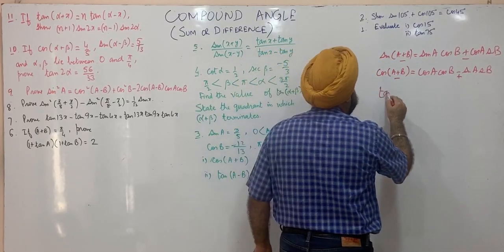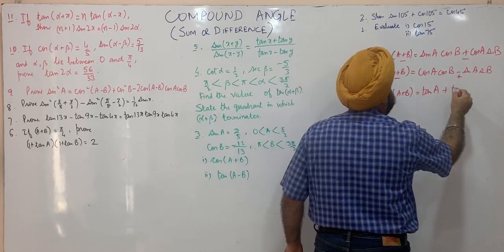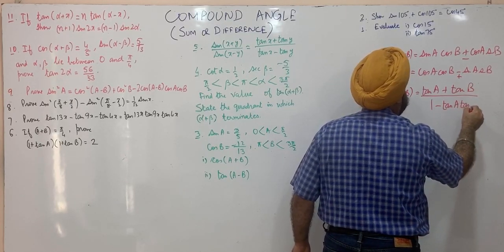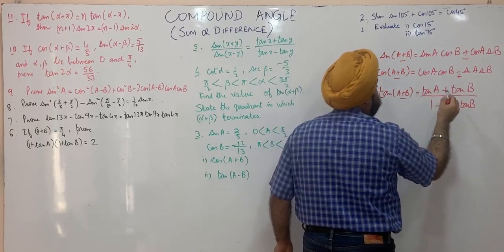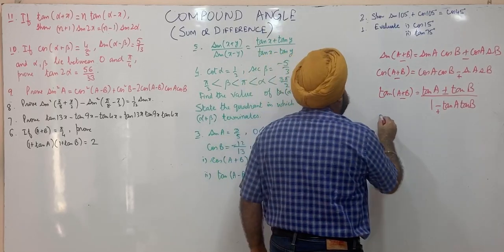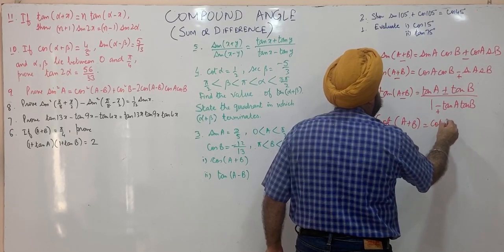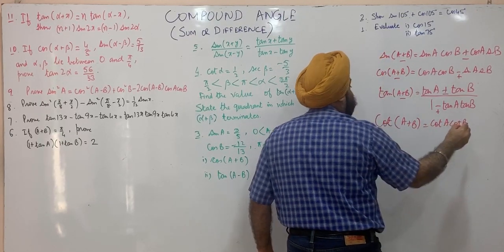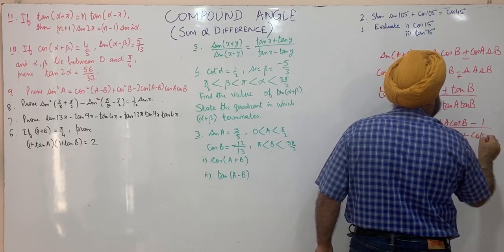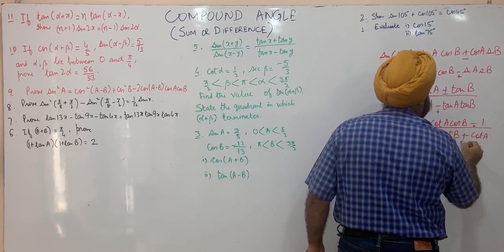Then tan(A+B) is equal to (tan A plus tan B) upon (1 minus tan A into tan B). And minus sign here, then we have minus sign here and plus sign here. For cot(A+B), this is (cot A cot B minus 1) upon (cot B plus cot A). In case we have minus sign here, this is plus sign here and minus sign here.